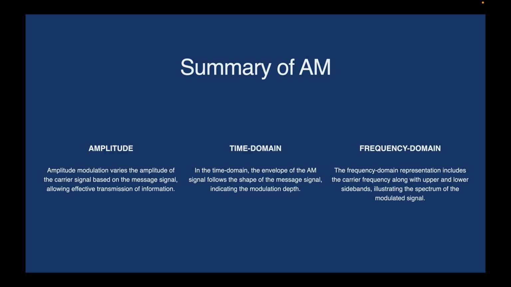Summary of AM. Amplitude modulation varies the amplitude of the carrier signal based on the message signal. The time domain envelope of the AM signal shows the shape of the message signal. The frequency domain representation includes the carrier frequency along with the upper and lower sidebands.